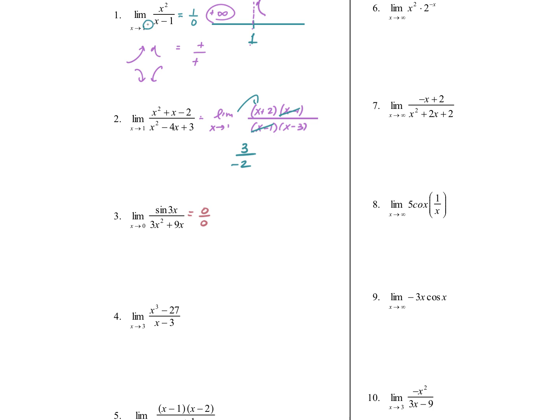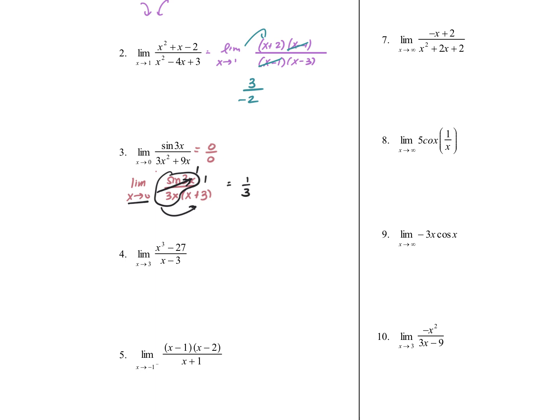I need to simplify it, so I'm going to take a 3x out on the bottom. When you take a 3x out, we get sine of 3x over 3x, and then you get x plus 3. Remember, this is from the earlier sections, but as x goes to 0, this goes to 1. So now I have 1 over x plus 3, and now I can drop in the 0, and we get 1 over 3.